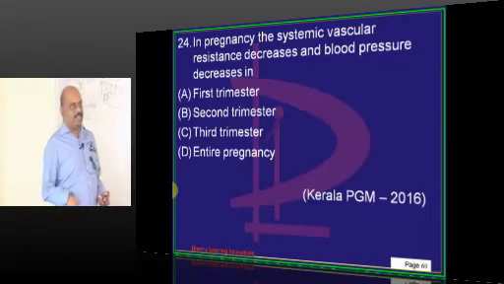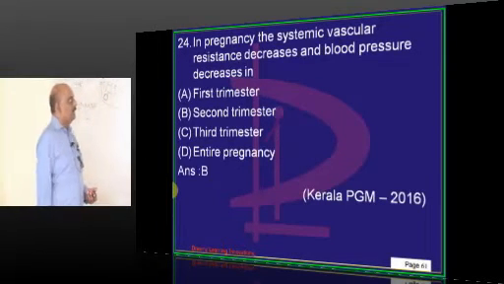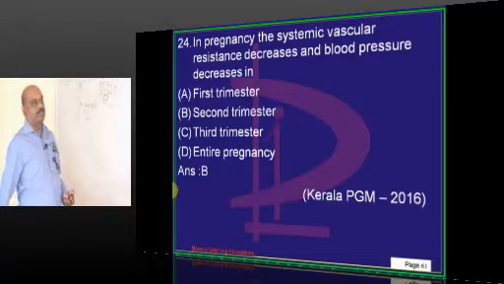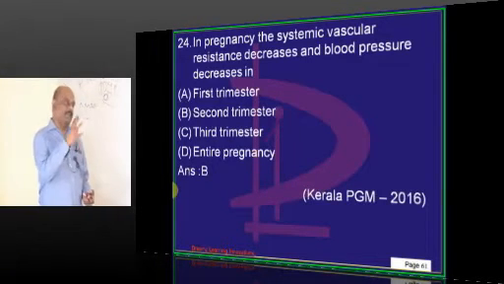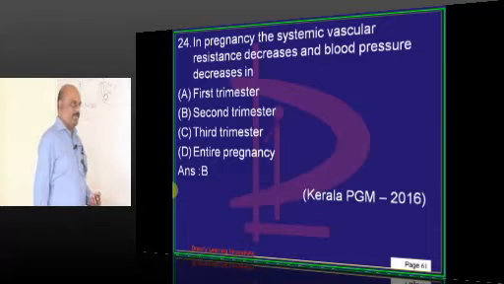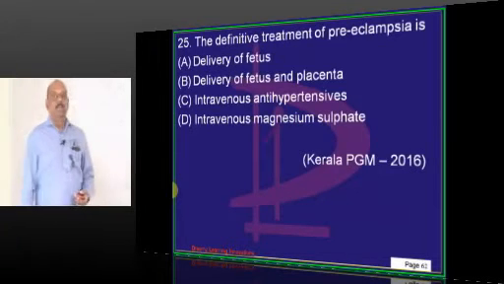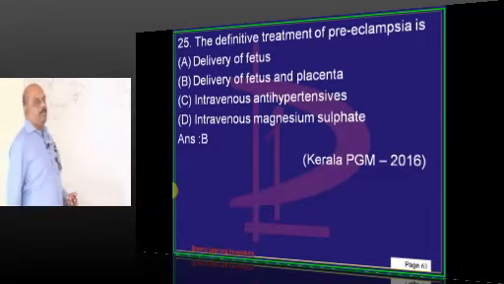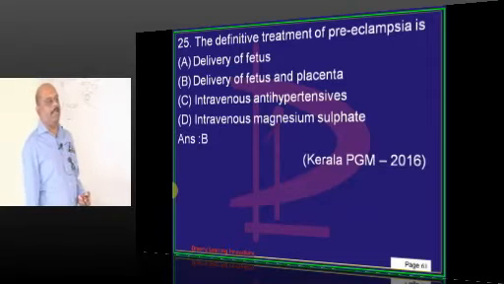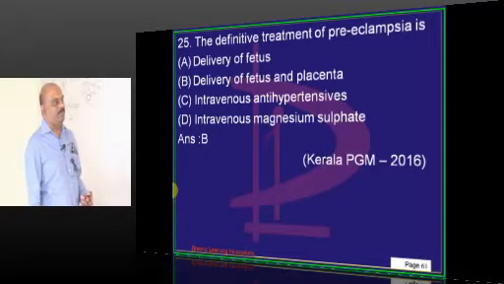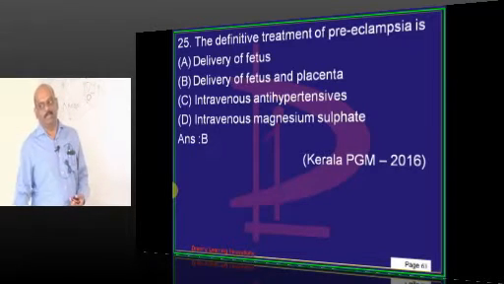In pregnancy, systemic vascular resistance decreases, typically in the second trimester, where the level of progesterone reaches a critical level with vasodilation. In preeclampsia, what do you remove? If you remove the fetus and placenta and throw them away, BP comes down; otherwise, whatever you do, nothing happens.